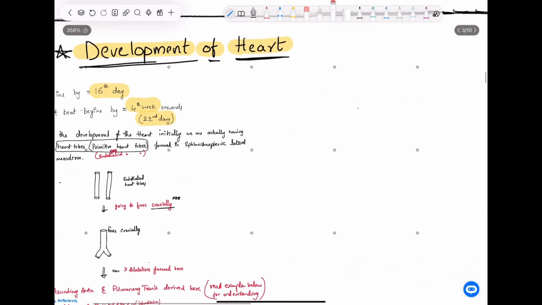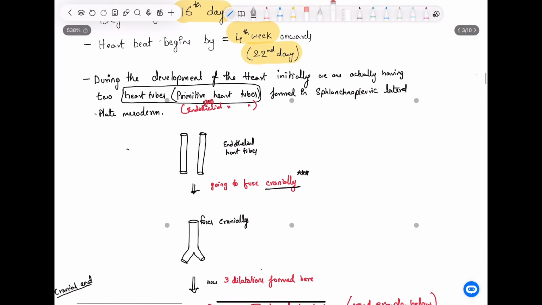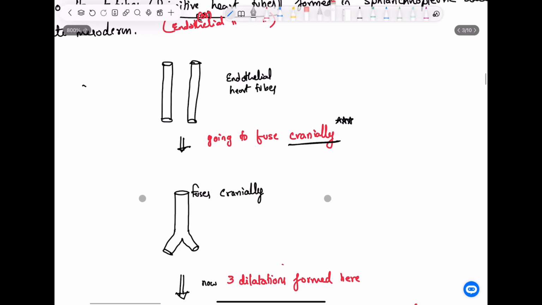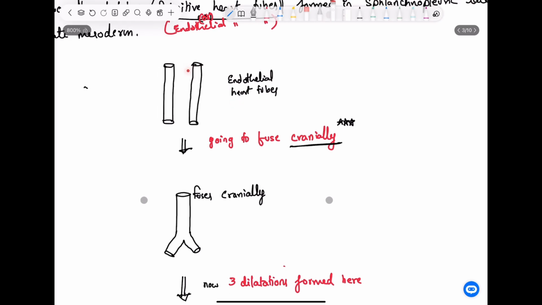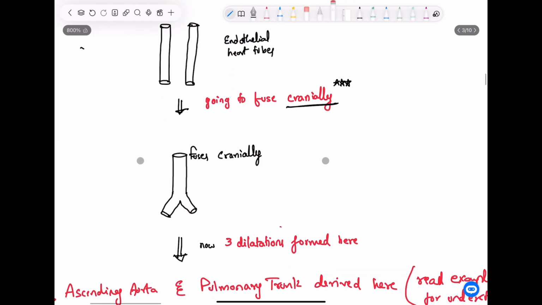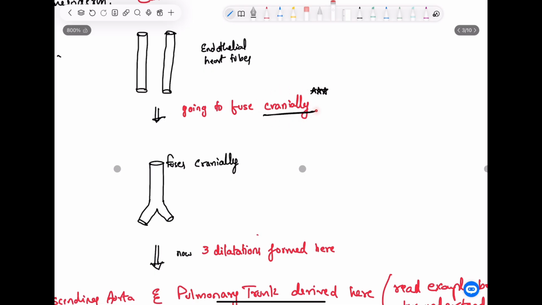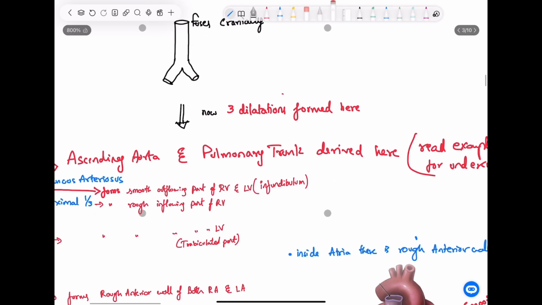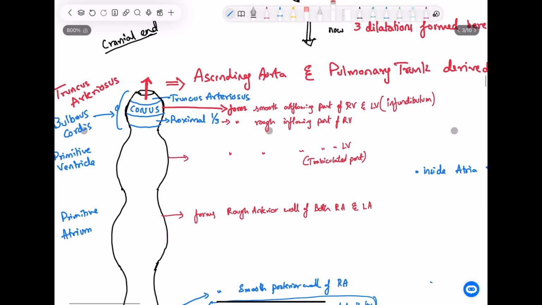So let's come here. These primitive heart tubes form in the splanchnopleuric lateral plate mesoderm. Here you can see two endothelial heart tubes, and these are going to fuse cranially. Cranially, in the sense that this is cranial, this is caudal. So in the cranial end, they got fused. Now they form three dilatations. I'll show you the three dilatations here.